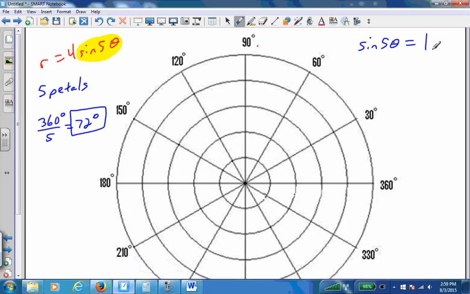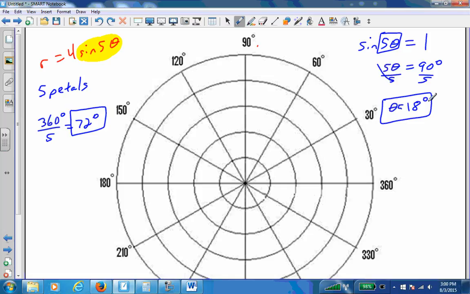What direction is sine 1? 90 degrees. So whatever we put in for theta, we need to get 90 degrees for that. So if we divide both sides by 5, we get 18. So that's our first tip. We put in 18 degrees for theta. 5 times 18 will be 90. Sine of 90 will be 1. So that's the angle for our first tip.